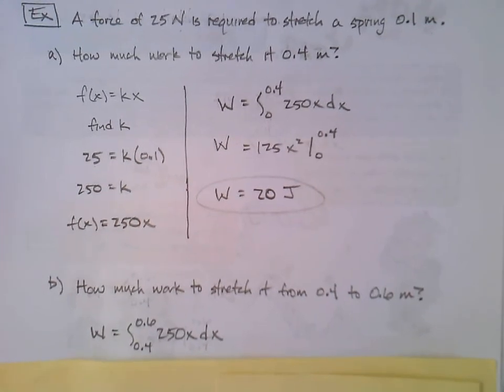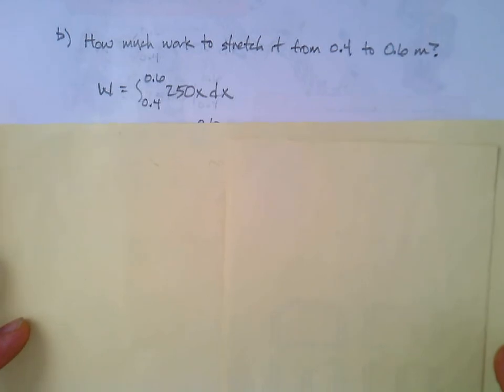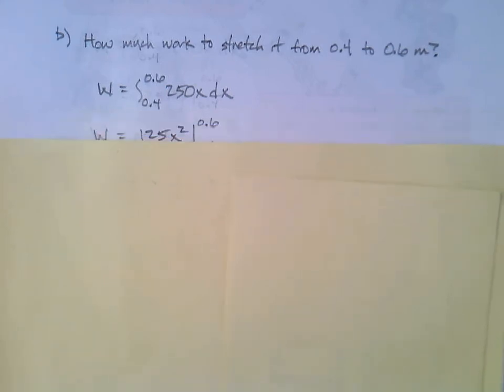Well, we've already got f of x equals 250x. So we've already figured out the k, right? So all we got to do is set up the integral. Work will equal the integral from 0.4 to 0.6 of 250x dx, and well, we're going to have this answer pretty fast. 125x squared from 0.4 to 0.6. Plug those numbers in, and I'm just going to tell you the final answer here. Let's just get to it.